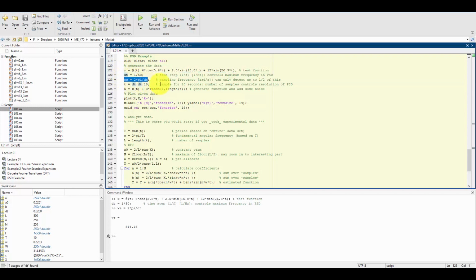I am going to be getting that my sampling frequency is 314 radians per second. Now, thinking back to your measurements and instrumentation course, the sampling frequency is going to determine also the highest frequency that we're going to be able to see in our power spectral density. And this is coming from that Nyquist criterion.